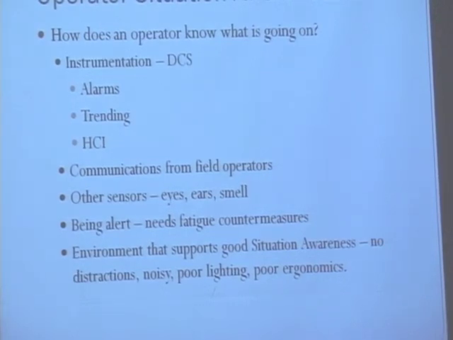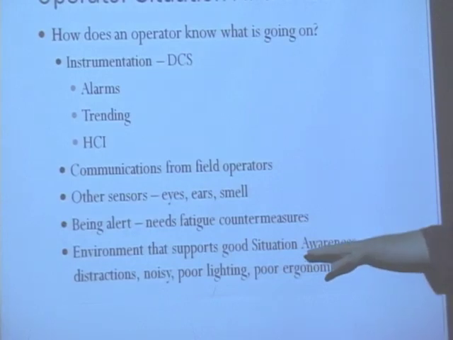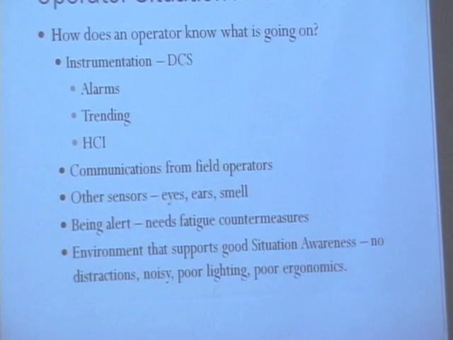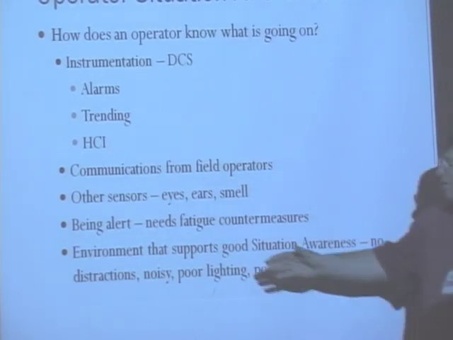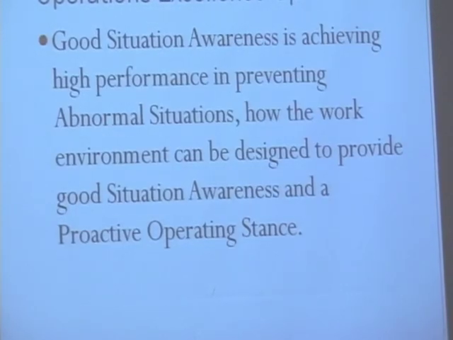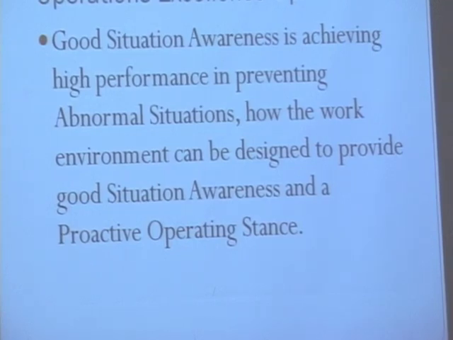So the environment plays a big part in situation awareness. And most of our control rooms today are completely the opposite from a fatigue countermeasure. They're somewhere that promotes sleep because they're dark, the air conditioning systems don't work very well, very variable. Some operators are either too hot or too cold, and we never find the right balance. But the other part of our control rooms today is they're noisy, we've got distractions, we've got poor lighting, we've got poor ergonomics. So we're not doing a very good job as far as situation awareness is concerned.